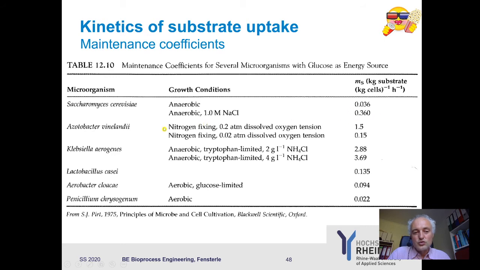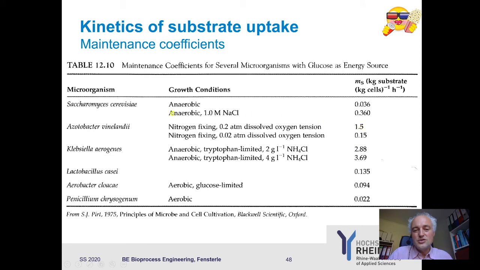Here we have Azotobacter vinelandii. Azotobacter is, of course, as you know, not Acetobacter, it's Azotobacter, and Azotobacter can fix nitrogen. If we have this organism growing and fixing nitrogen, and we vary the oxygen tension, you see we have a maintenance coefficient of 1.5 or 0.15. This is a tenfold difference in maintenance coefficient.